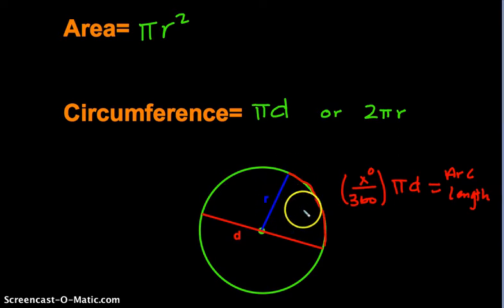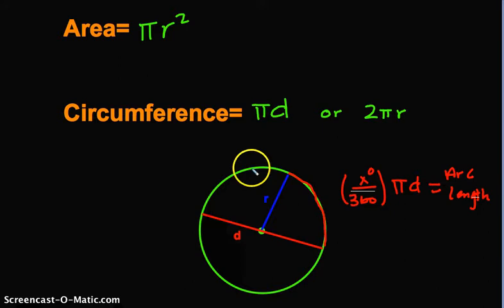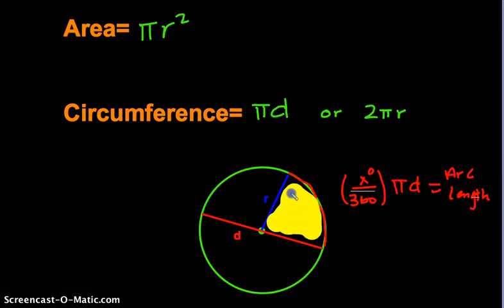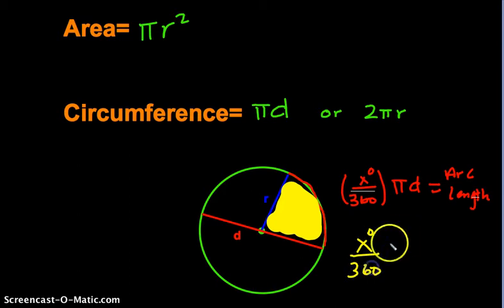Now, if I filled in this area and wanted to find the actual area created by that arc, that would be called finding the area of a sector, and we find it in much the same way. The area of a sector is the degree of the arc over 360, and then times the area of the circle. Both of these formulas are located on your formula sheet. Let's look at how to apply them to some problems.